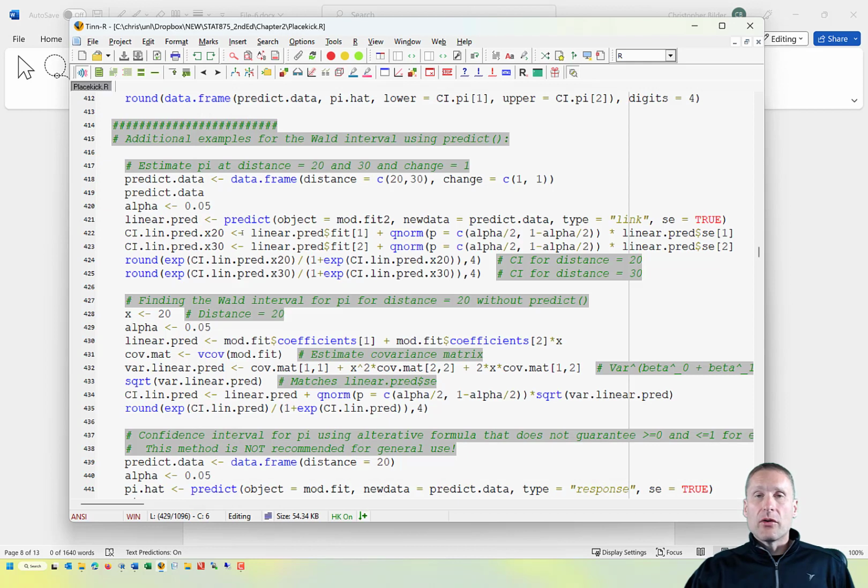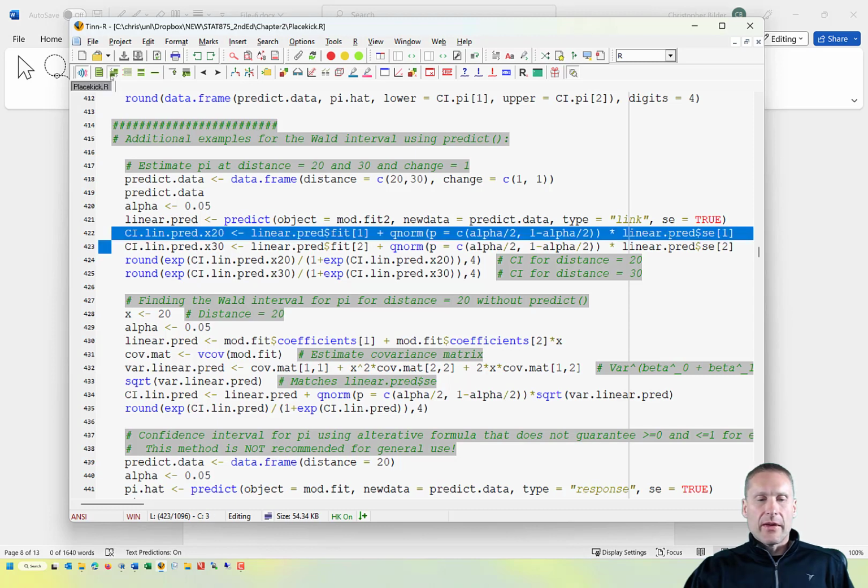And so what I can do is now find a confidence interval for pi itself. So let's say I'm interested in a distance of 20 yards. First, I find a confidence interval for beta 0 plus beta 1 times 20 plus beta 2, let's say, times the value of change, which would be 1. So I grab out that logit of pi hat plus the value from the standard normal times that standard error.